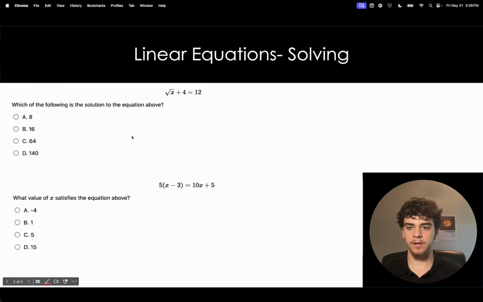Now for solving linear equations, this is just going to be simply solving for x or some term of x. So for this one, it says, which of the following is the solution to the equation above? And when asked for a solution, that just means what does x equal?